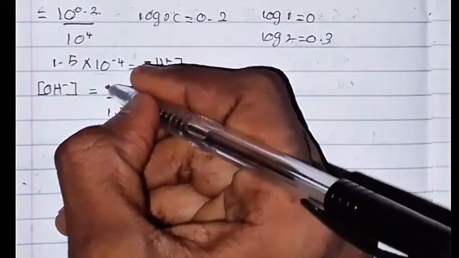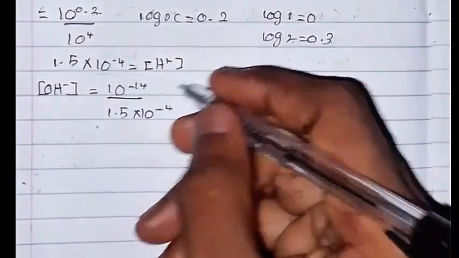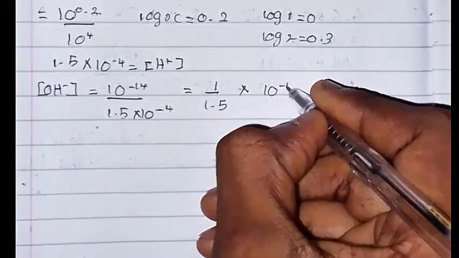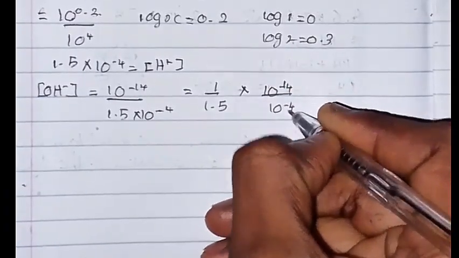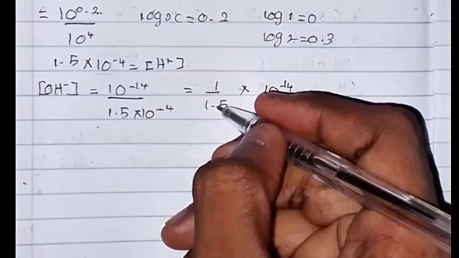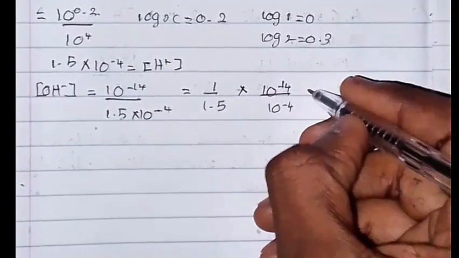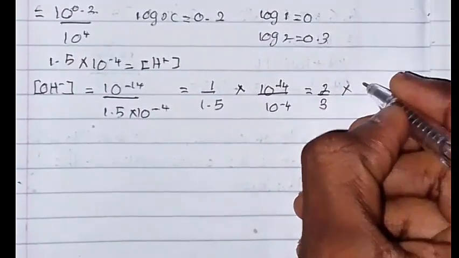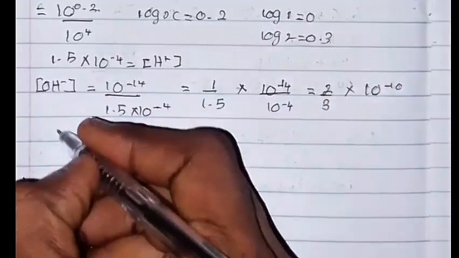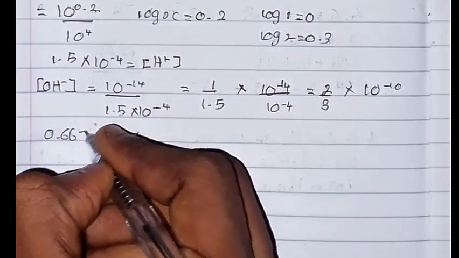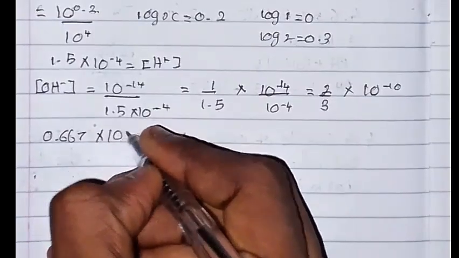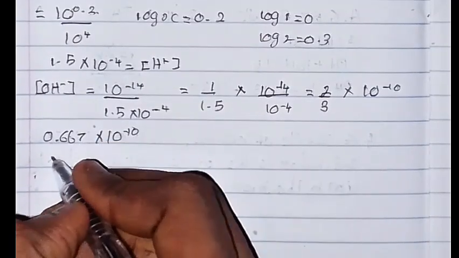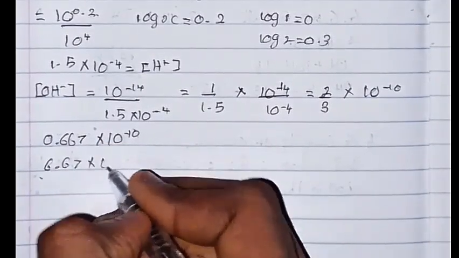Alright, so this is the same thing as 1 times 10 to the power minus 14 divided by 1.5 times 10 to the power minus 4. So this is equal to 1 over 1.5 times 10 to the power minus 14 over 10 to the power minus 4. So 1.5 ordinarily is 3 over 2. If you invert 3 over 2, you get 2 over 3, right? So that's 2 over 3 times 10 to the power of minus 14 plus 4, that's now 10 to the power minus 10. 2 over 3 is 0.67. You can take your time to divide that, but this is 0.67 times 10 to the power minus 10, which if we shift by 1 decimal to make our value between 1 and 10, we'll get 6.67 times 10 raised to the power minus 11.